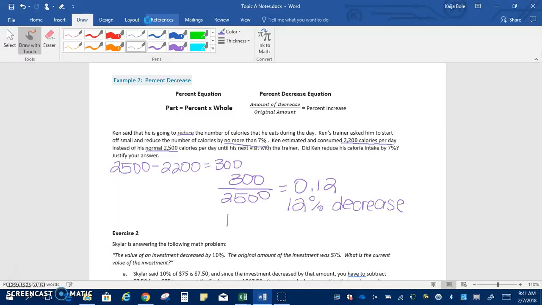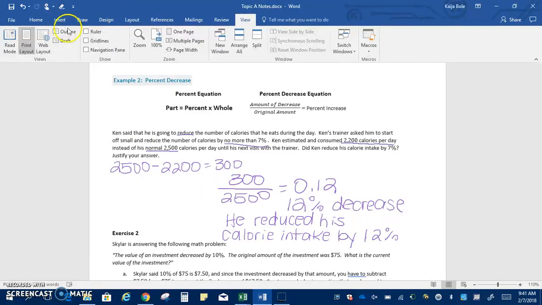So we can say he reduced his calorie intake by 12%. Alright? So you have to be careful that you don't just put down the new number, you have to calculate the change. Alright, we're going to skip exercise 2 for right now.